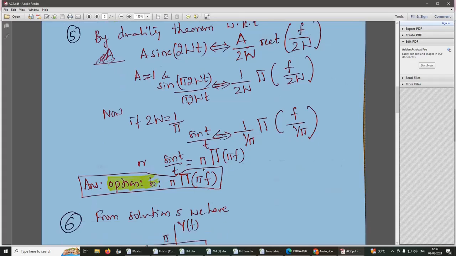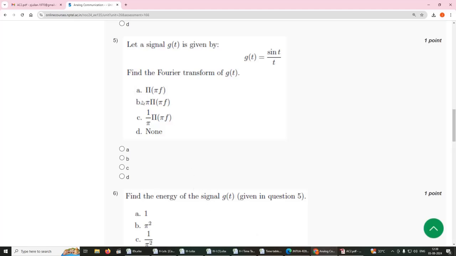I can substitute this 2W here as well as here by 1 by pi, and I will get sin t by t. The Fourier transform, this is actually the Fourier transform, not equal to, is pi times the rectangle function of pi f. So the answer is option B, pi rect(pi f).